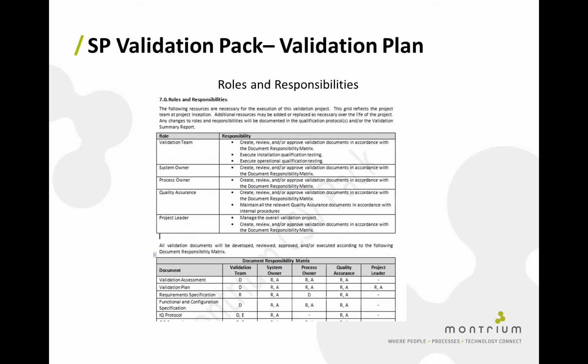And then finally our roles and responsibilities. These typically have very standard generic role names which are aligned to the terminology or nomenclature used in the regulations. System owner and process owner are very clear terms that come from Annex 11, which is the European equivalent of 21 CFR Part 11. For each of the various deliverables, we describe who is responsible for doing what to be able to produce that particular deliverable.